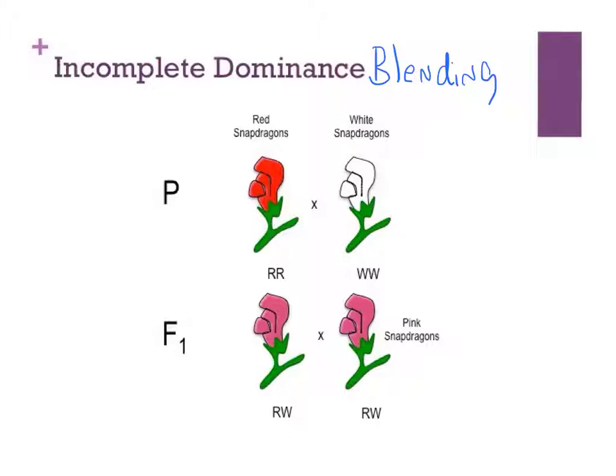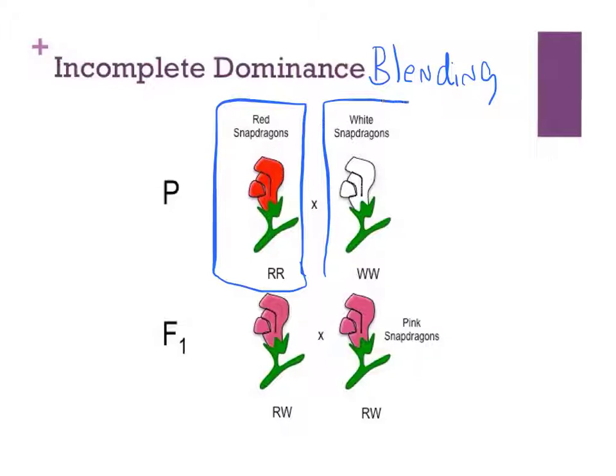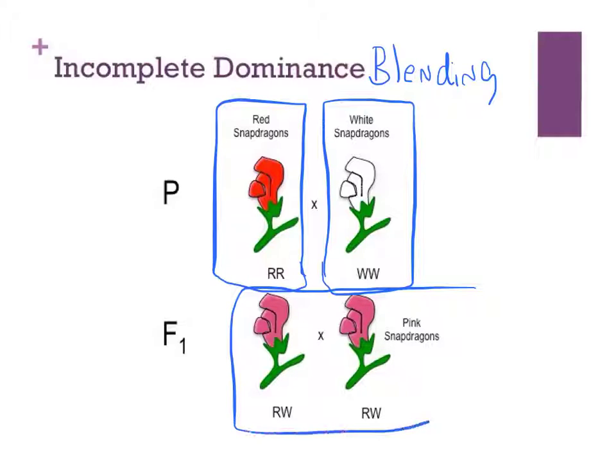If you have a red homozygous parent flower and a white homozygous parent flower, all the offspring will be heterozygous because you'll get a big R from this one and a W from that side. Notice we don't use the same letters here because there isn't a dominant recessive. We use the letters to represent the colors, and the heterozygous is now pink, and so that's a blending of traits. You might wonder, why is it pink?